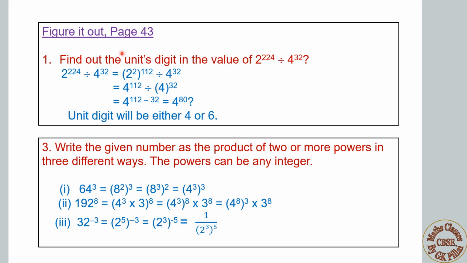You will find this question on page number 43 of your textbook under Figure It Out. The first one: find out the units digit in the value of 2 to the power of 224 divided by 4 to the power of 32.